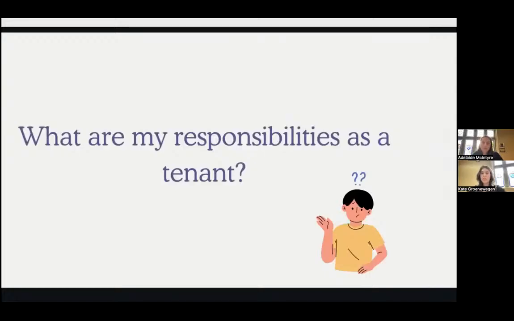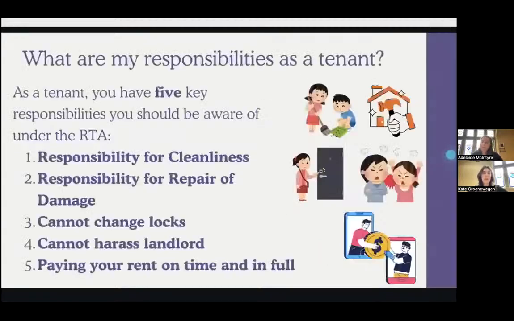I'll now discuss what your responsibilities are as a tenant. As a tenant, you have 5 key responsibilities you should be aware of under the Residential Tenancy Act. The first is a responsibility for cleanliness. You have a responsibility to keep your unit reasonably clean.